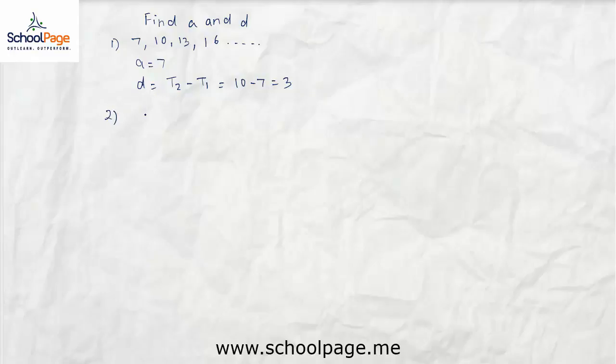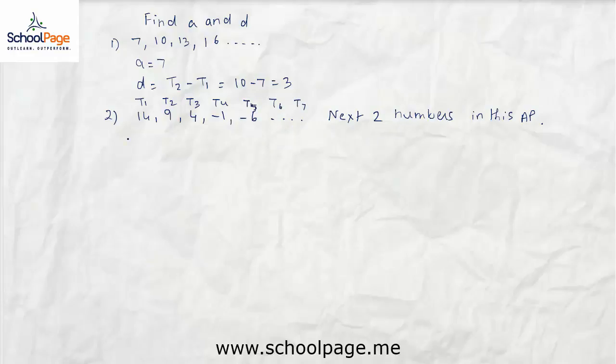Now let us look at another list of numbers, which is 14, 9, 4, -1 and -6. Let us find the next two terms in this AP. Let us mark the terms. It will be T1, T2, T3, T4 and T5. So what we have to do is find T6 and T7.